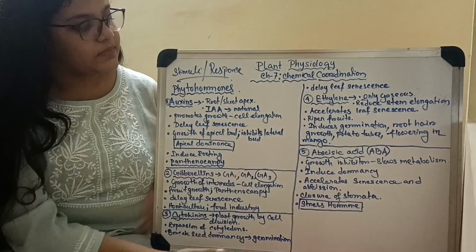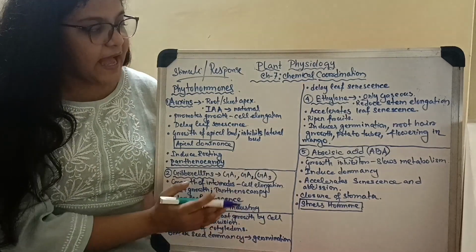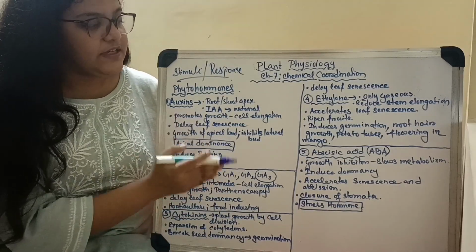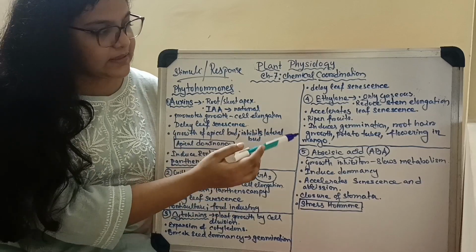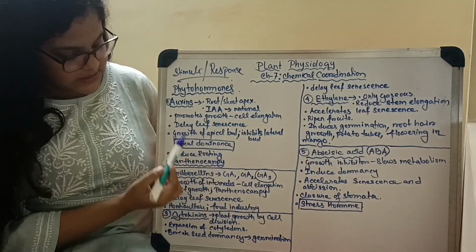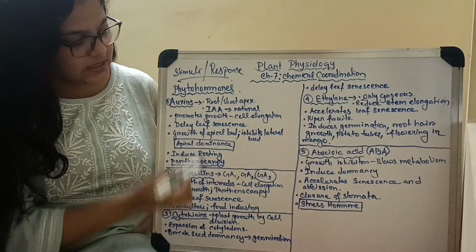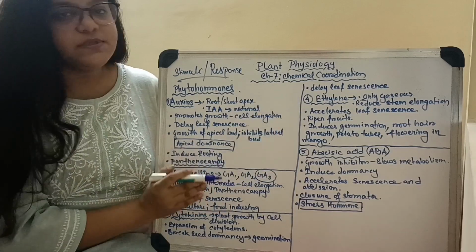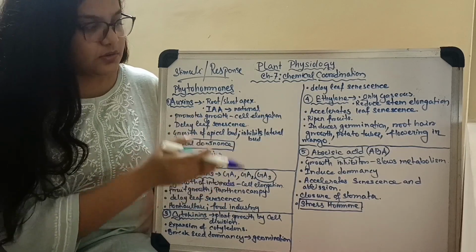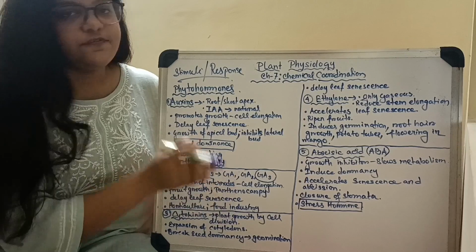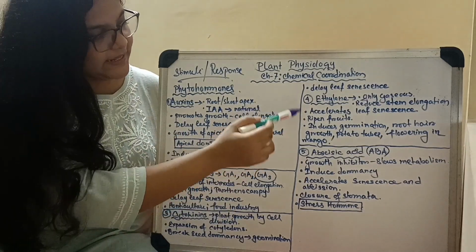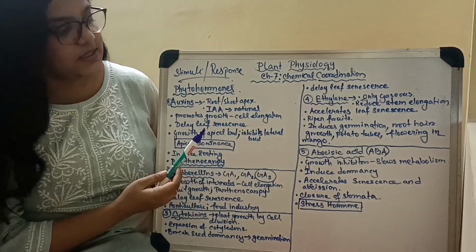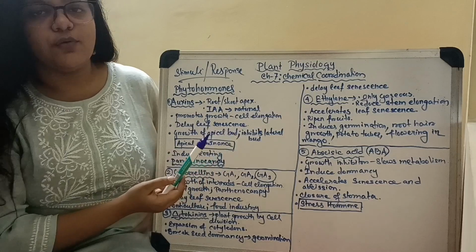Ethylene accelerates leaf senescence, that is, it helps in making the leaves age faster, which is exactly the opposite of what auxins, gibberellins and cytokinins do. These three delay leaf senescence, while ethylene promotes it faster. Next, ethylene is also used in the ripening of the fruits faster, and mainly ethylene is found in the fruits only.